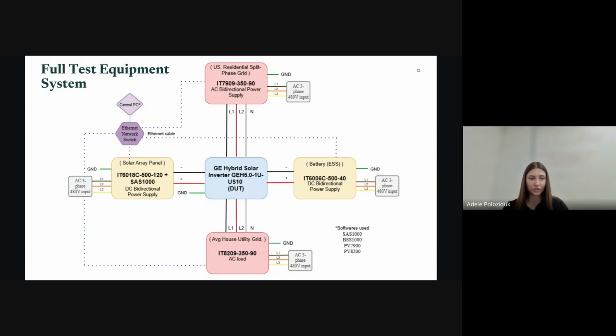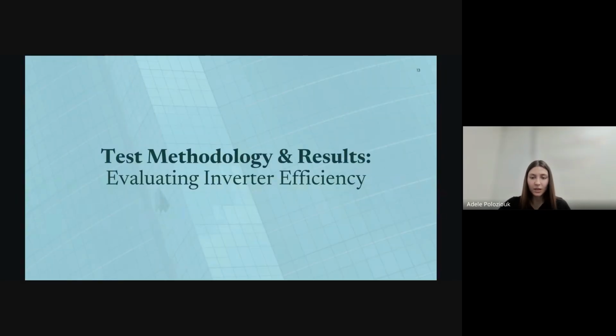Now, this diagram shows the whole full test equipment system we have here. So over here, we have the IT8209, the AC load. So this is the residential house. This is connected to the inverter, which is also connected to the residential split phase grid, the IT7909. Then we also have the battery system here on the right and the solar array panel system here on the left. And we can see the overall structure of how it would all be wired. Now that we have that, let's move on to test methodology and results.